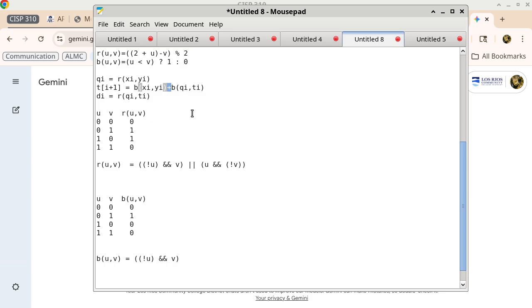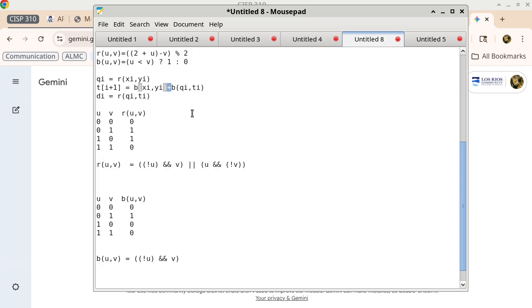All right. So if we assume b of qiti is a 1, it should end up with the conclusion that b of xiyi should be a 0. Okay, so let's see whether that works out or not.